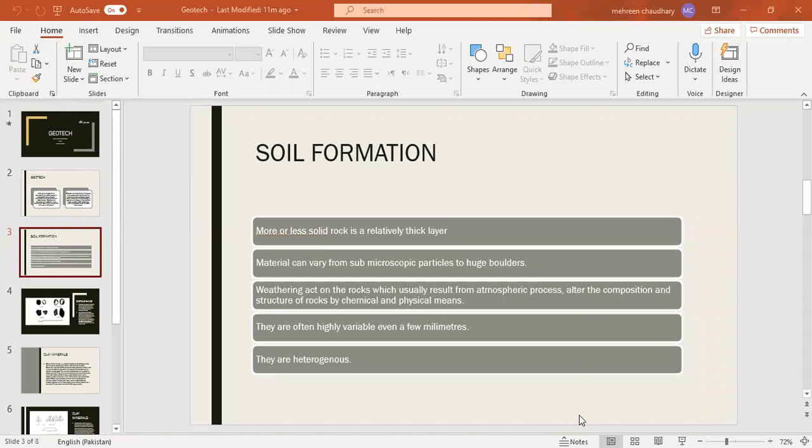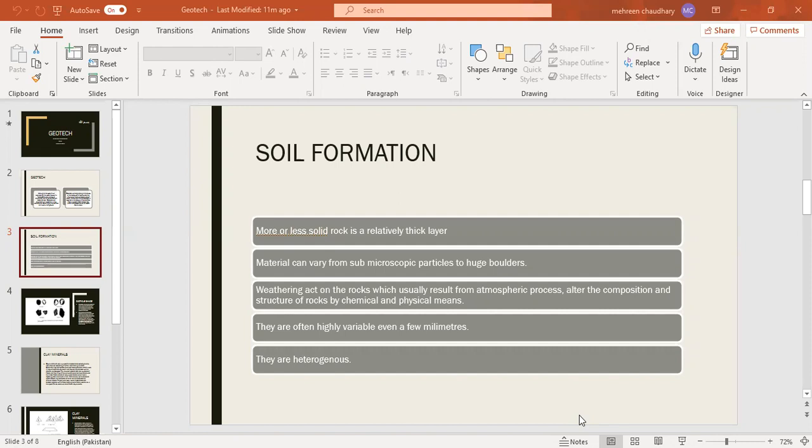Weathering, which usually results from atmospheric processes, alters the composition and the structure of rocks by chemical and physical means. Physical and mechanical weathering causes disintegration of the rock into smaller particle sizes. Physical weathering includes freezing, temperature changes, corrosion, and the activities of plants and animals, including man.